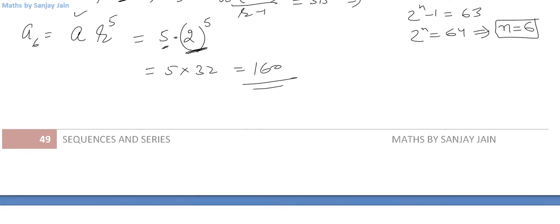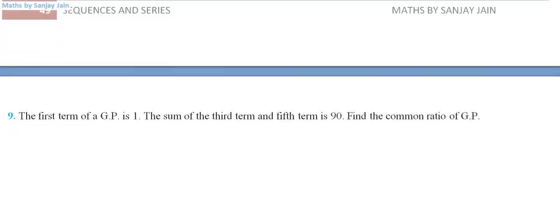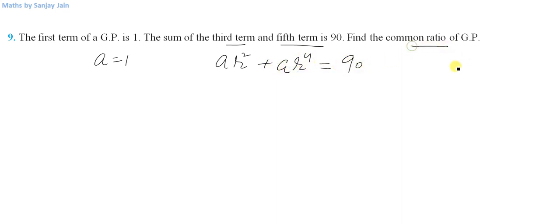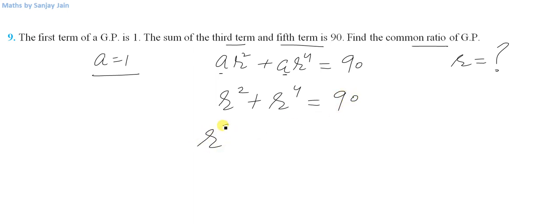Let us look at the next one. The first term of a GP is 1. So A is 1. Sum of the third, what is third term of a GP? A r squared, right? And fifth, that is A r raised to power 4. It is equal to 90. We need to find R. This is a very simple question. A is 1. So if I replace this A with 1, I'll have R square plus R raised to power 4 equal to 90. So if I take R squared common, I'll have R squared into R squared plus 1 equal to 90.